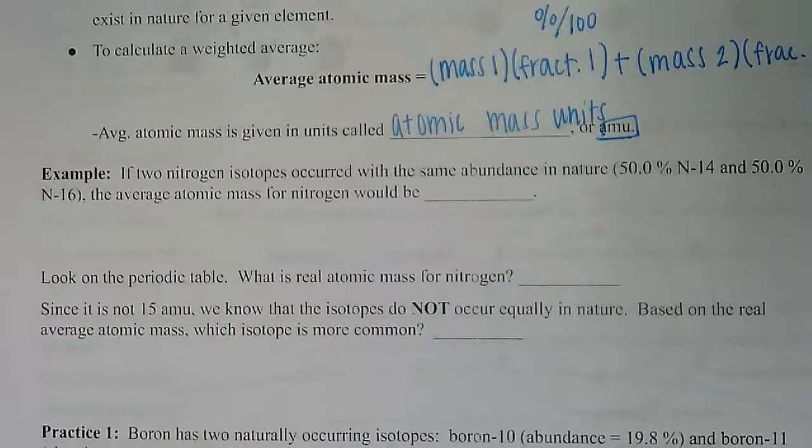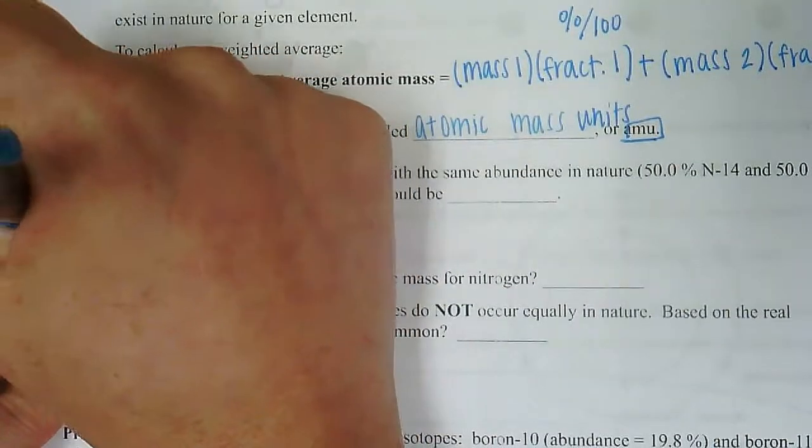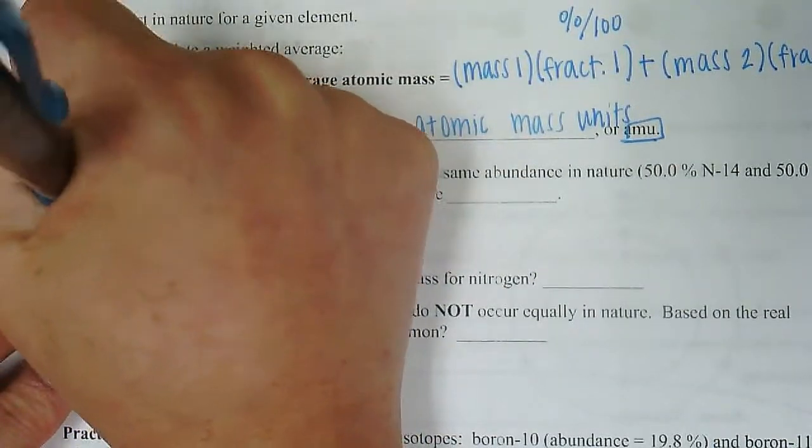So let's do this first example. It says if two nitrogen isotopes occurred with the same abundance in nature, okay, so 50% N-14 and then 50% N-16, the average atomic mass for nitrogen would be what? So when I do this, on the side over here, I'm going to write out N-14.